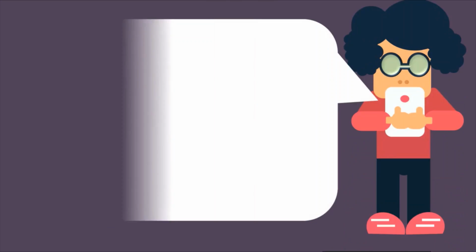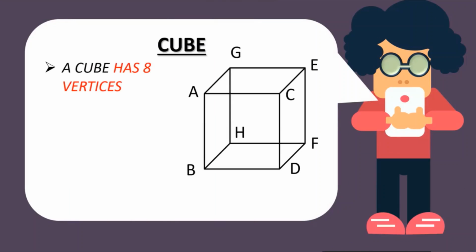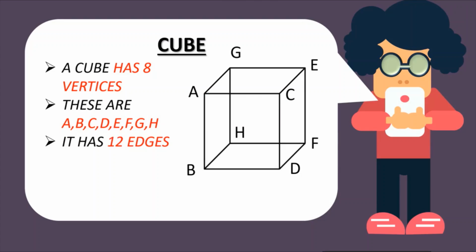A cube has 8 vertices. Vertices means the corners. Now what are they? They are A, B, C, D, E, F, G, H. So they are the vertices. Now we see the edges.